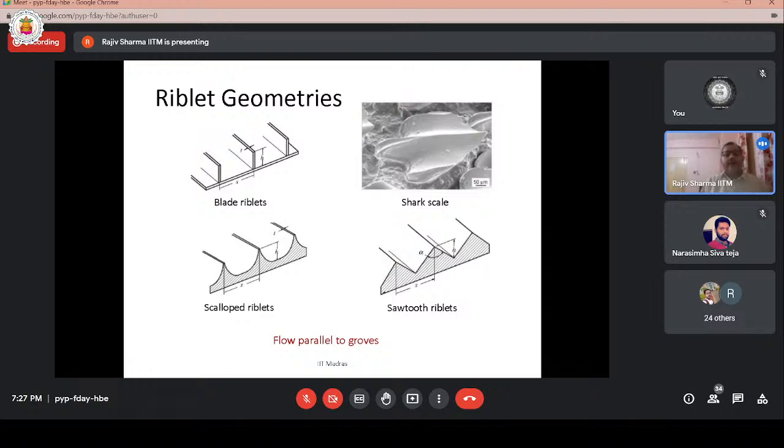Now, three things are pretty obvious from here. This is a flow control device, first. Second, the idea is to generate grooves which are parallel to the flow. That means this should be aligned with the flow. Third, they are mini to microstructures only. They are not major structures. You cannot use them in few meters. You can use them only up to few microns to few millimeters.